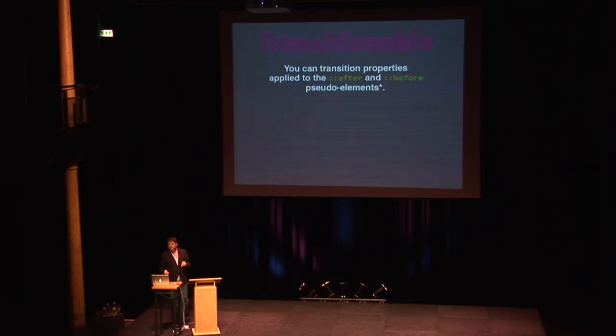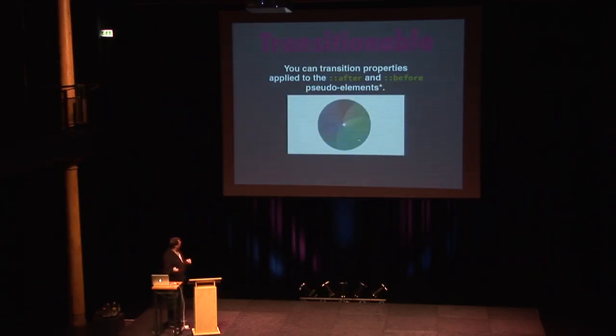You can transition properties applied to the after and before pseudo elements. Note the asterisk. So you can get some nice shiny effects like that. That's just running on pseudo elements, which is very nice. The asterisk is there except in Safari. I don't know about Safari 7, but certainly Safari 6, you can't animate the pseudo elements, the generated content in the pseudo elements.